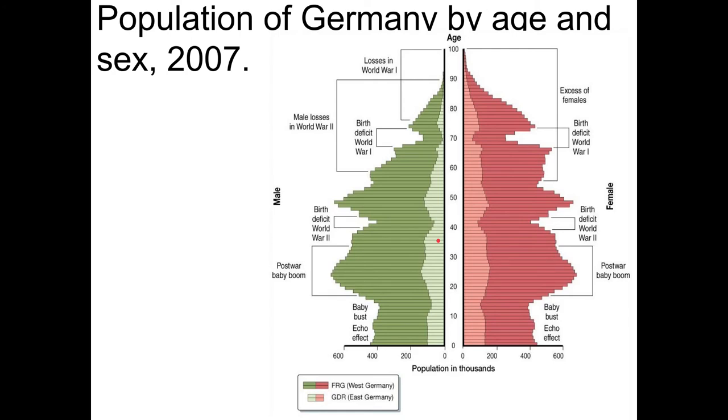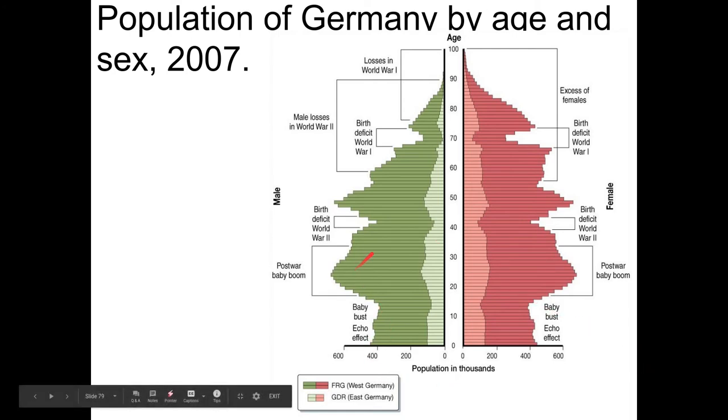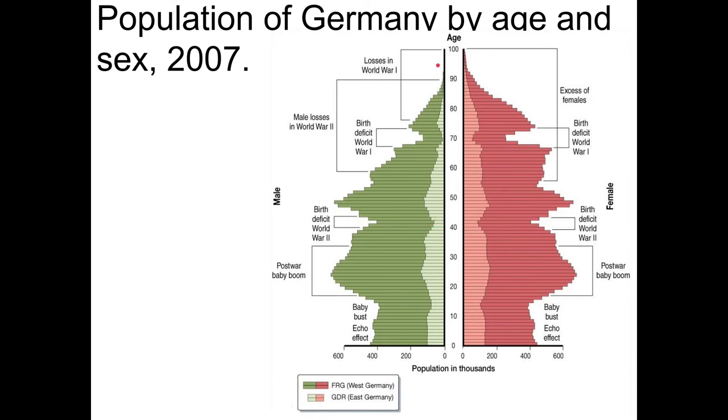You can also, so these are now one-year cohorts, so it's much more detailed. You can see, where'd they go? The birth deficit of World War II, losses of World War I, male losses in World War II, the birth deficit of World War I. Here's the post-war baby boom. There's the baby boom echo when the baby boomers started having kids.